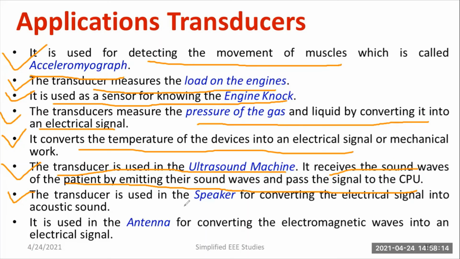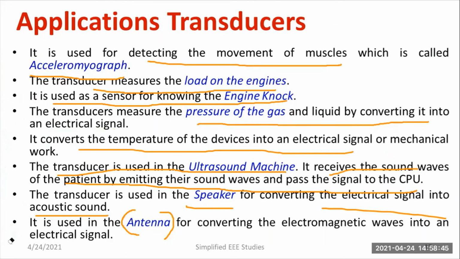Then a transducer is used in the speaker for converting an electrical signal into acoustic sound. And in the area of the communication field, the antenna is one of the best examples of a transducer. What is happening in the case of an antenna? Electromagnetic waves will be converted into an electrical signal with the help of the antenna. Okay, so the antenna is one of the transducers. These are the few applications we could list out. There are many more. Okay, so this is regarding the applications.